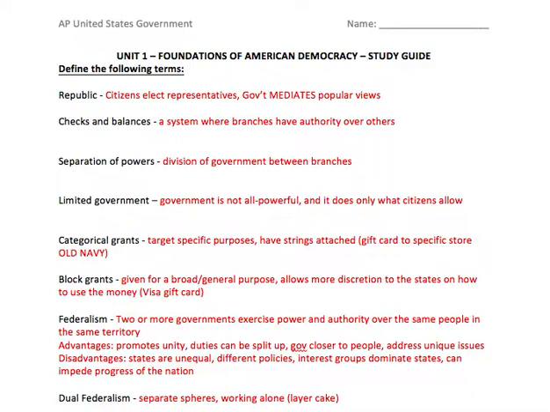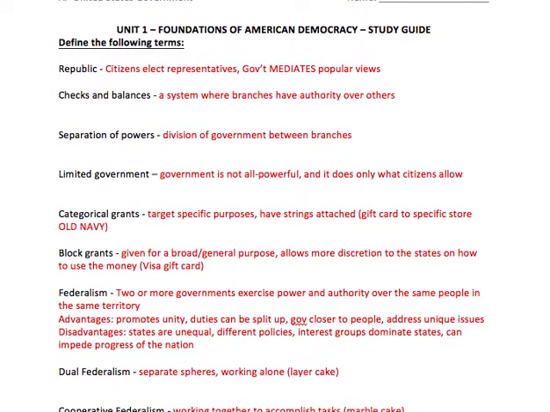A couple of the principles of the Constitution: checks and balances, separation of powers. Checks and balances: every branch has the authority to look over the other branches so they don't become too powerful. Separation of powers is just that, those different powers that the branches have. Limited government. Government is not all powerful, and it does only what the citizens want it to do. Again, they're scared of a tyrant, so it limits the power of the government.